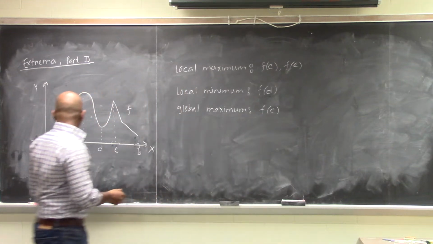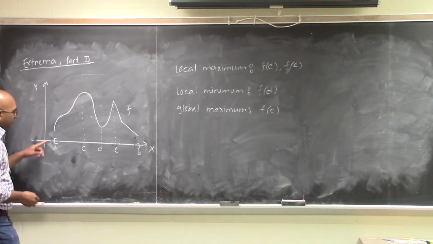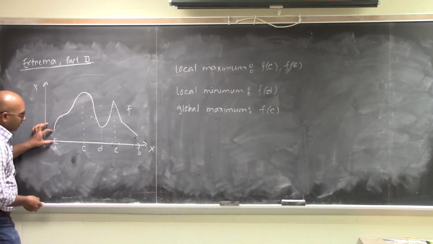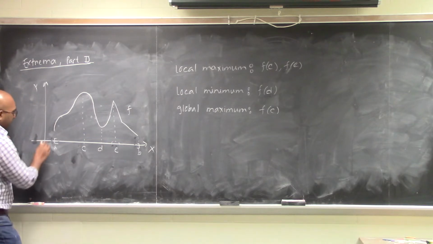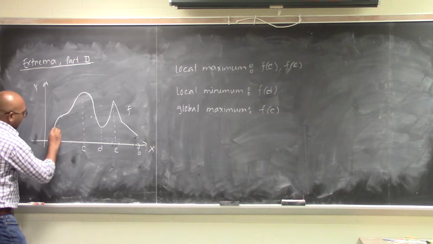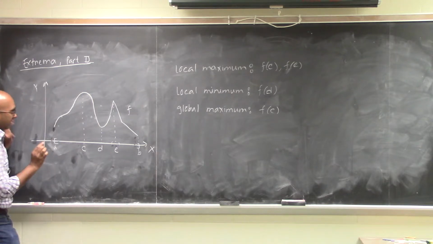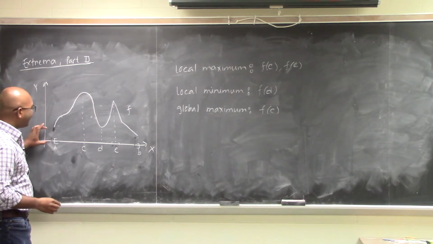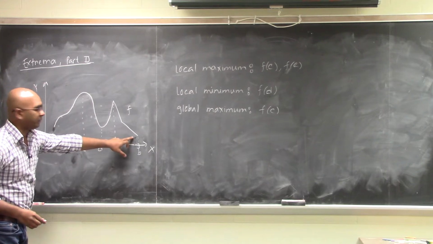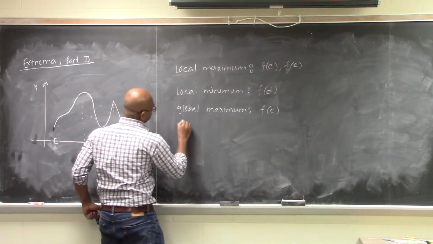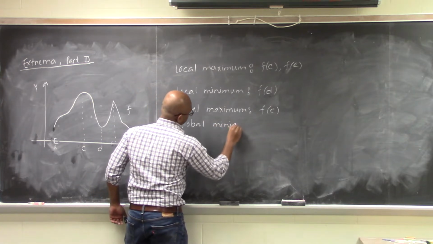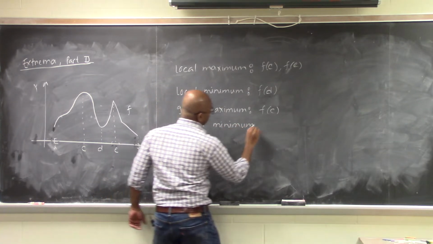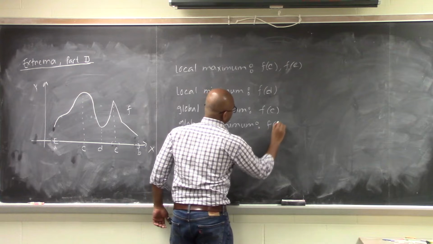Okay, so which one is the largest, and which one is the smallest, f of a or f of b? Let me just make this a little bit upper. Okay, now there is no confusion. So the global minimum is going to be f of b. That's the smallest value. This is f of b.